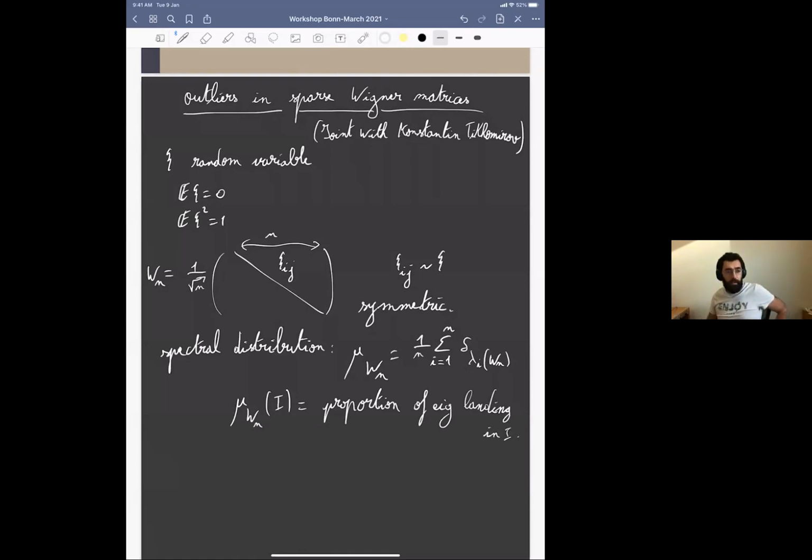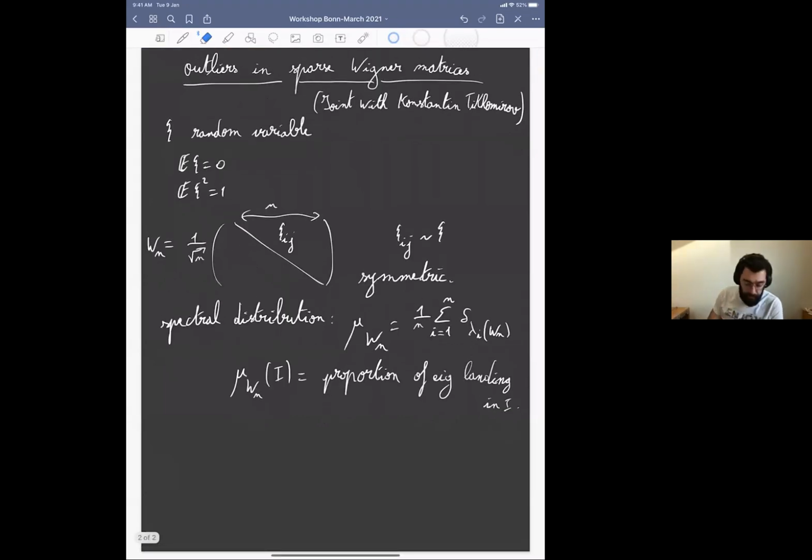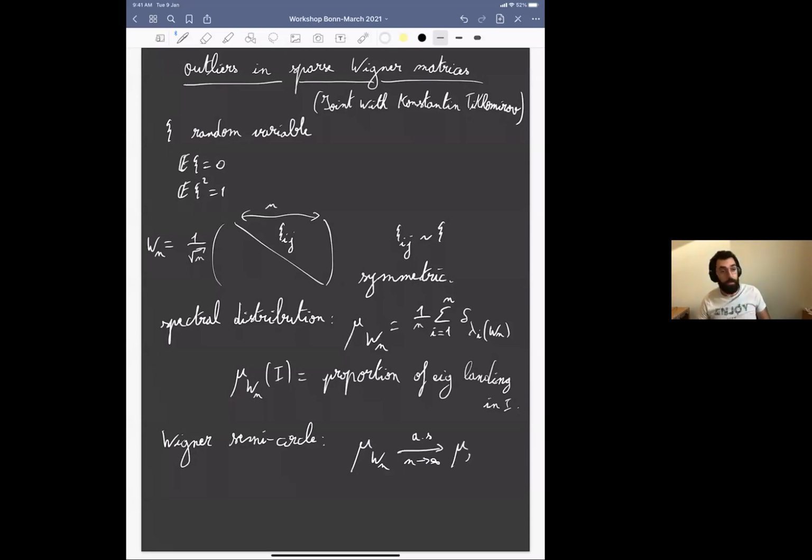And one of the most basic, the starting theorems in the theory of random matrices is Wigner's semicircle theorem, which tells you exactly how this measure behaves. Wigner semicircle theorem tells you that if you look at this measure, it's a random measure, so almost surely this measure converges to a deterministic measure, which we call the semicircular distribution. How does it look like? It's a measure which has density, which is the semicircle. So on -2, 2, the semicircle looks like this. So the density is f of x equals 1 over 2 pi square root of 4 minus x squared on -2, 2.